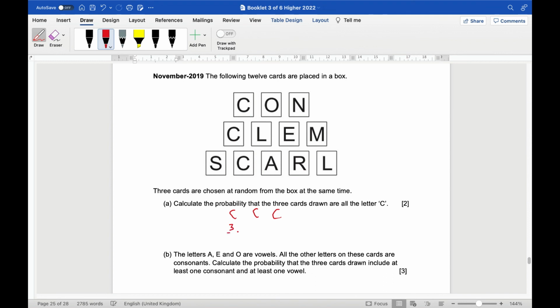So 3 out of, how many are there? 1, 2, 3, 4, 5, 6, 7, 8, 9, 10, 11. 3 out of 12. The second C, there'll only be 2 left, because 1 will have gone, out of 11. And the third C, there'll only be 1 left, out of 10. Times them all together, done. Okay, you work that out.